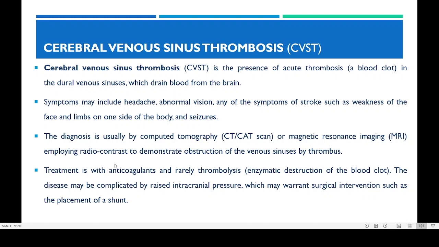Now what they are doing is treating with anticoagulant and, rarely, thrombolysis. I will also show how thrombolysis works. Thrombolysis, see, this is what they are doing.